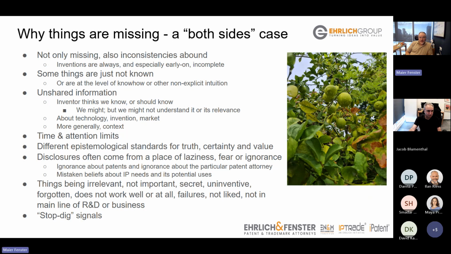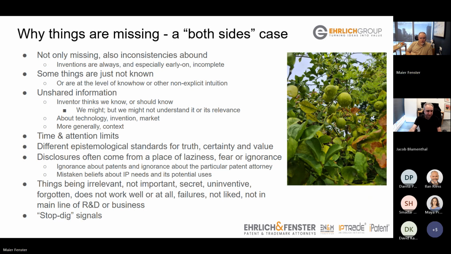Some things are missing because the inventor doesn't tell us. Why not? Maybe the inventor thinks a patent attorney knows what a thingamajig is, or should know what it means. And in fact, sometimes the patent attorney does know what the inventor thinks that they know, but the patent attorney doesn't understand it or doesn't understand the relevance.